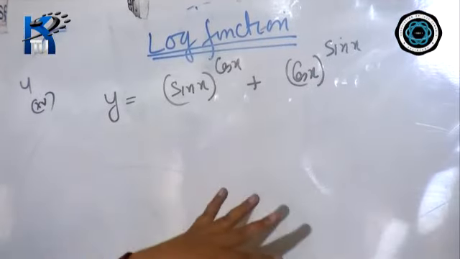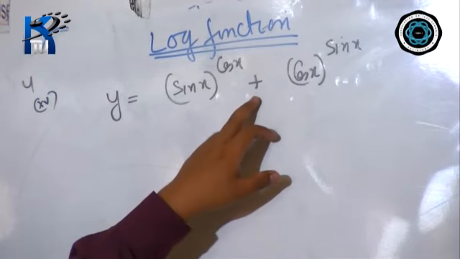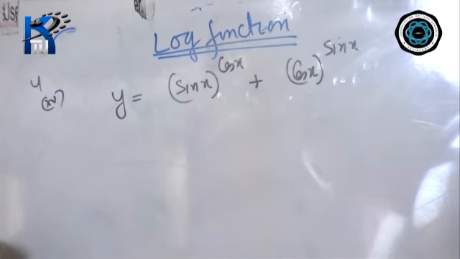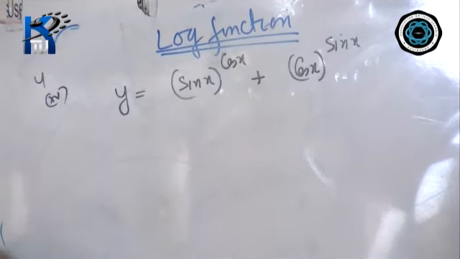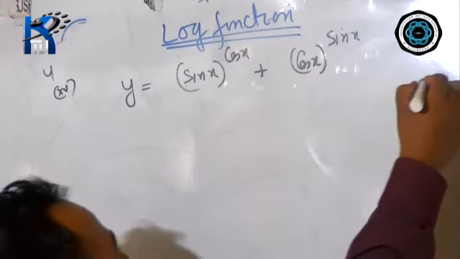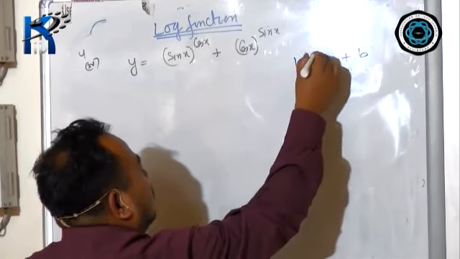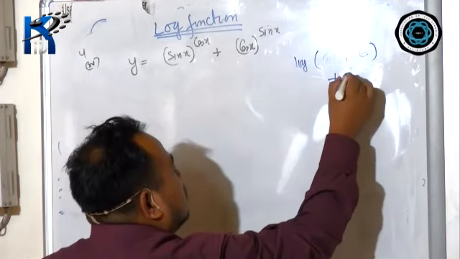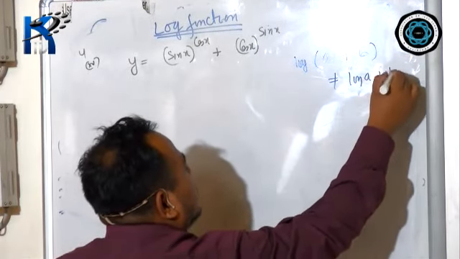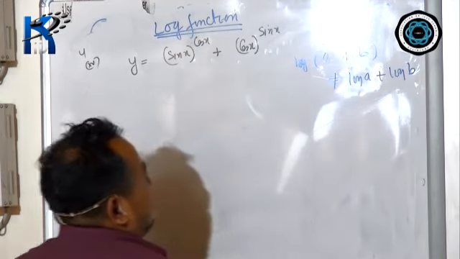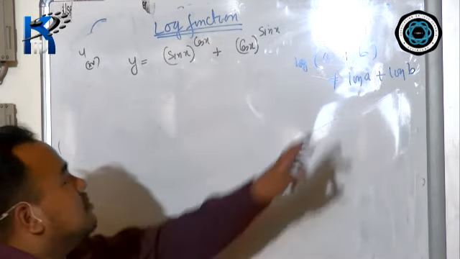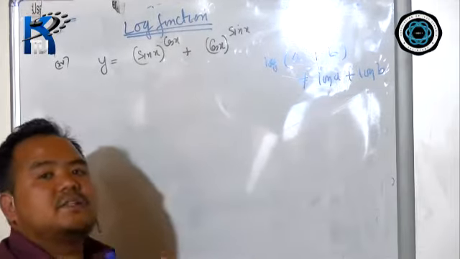But when you apply log on both sides, since there's a plus sign, the log function does not get distributed. What I mean to say is, this is a and this is b. I need log on both sides. So if you apply log, log of a plus b is not equal to log a plus log b. This is what I meant. Is that clear? If there's a multiplication sign, then only the log gets distributed.